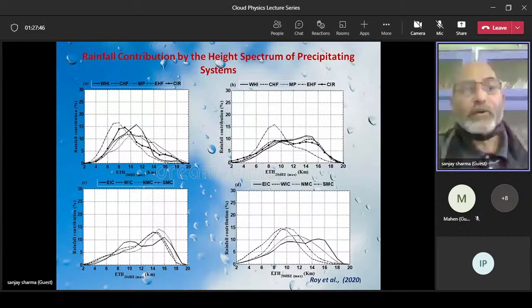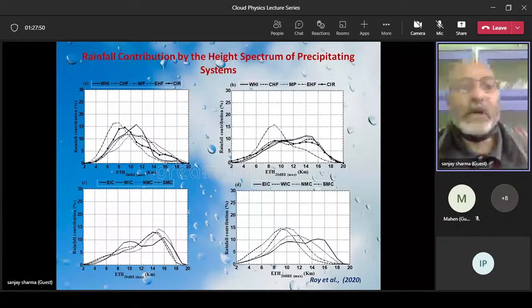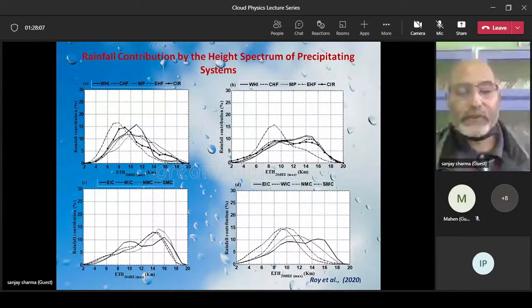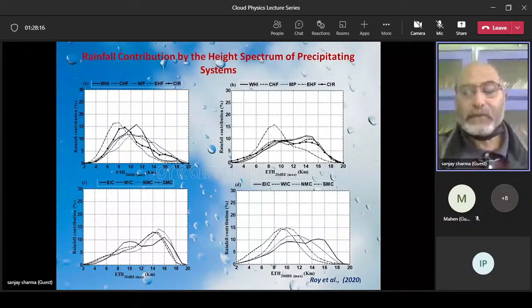So the information we get is that over the northeastern part of the region, the rainfall contribution is basically by shallow precipitating systems, and over the eastern part, the rainfall contribution is by deep systems. So in this region, two distinct characteristics in rainfall and their morphological features are observed.